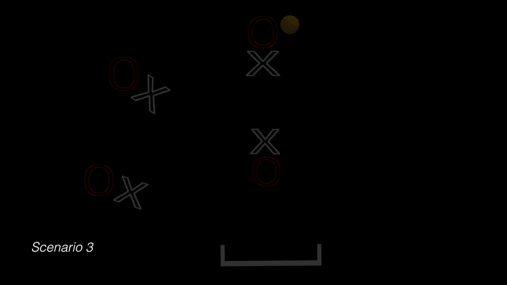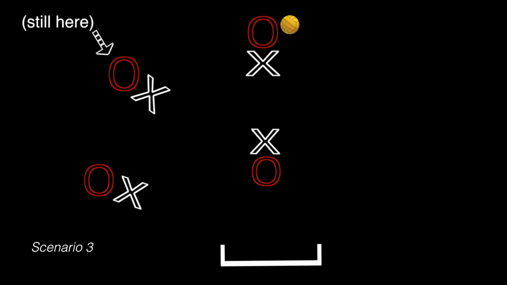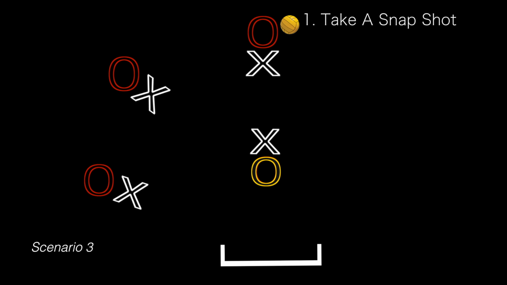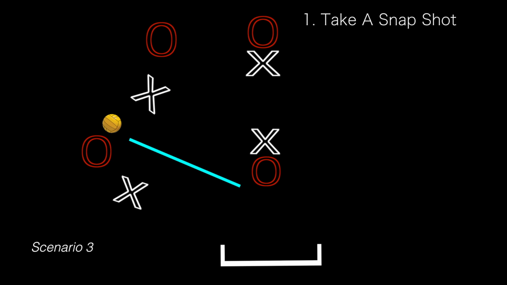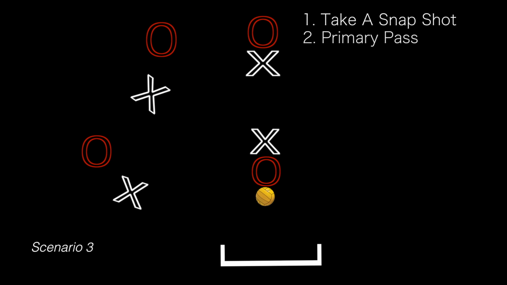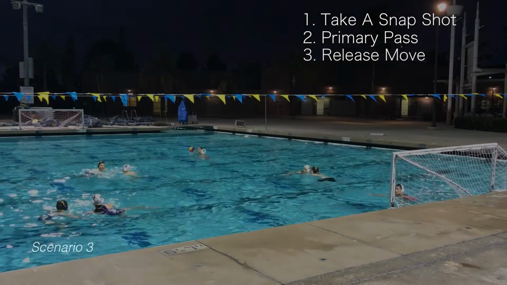Scenario 3. I am again at that 4 position at the flat. Ball is at the point. Let's take a look at 2 meters. I see that 2 meters is fronted, and our 2 meter player has inside water. I can't make that pass into 2 meters. I don't have the proper angle. But the wing position does have the proper angle. So based on my snapshot, I know my primary pass is going to be to that wing player closest to me, the 5. Now it's time to do the release move.